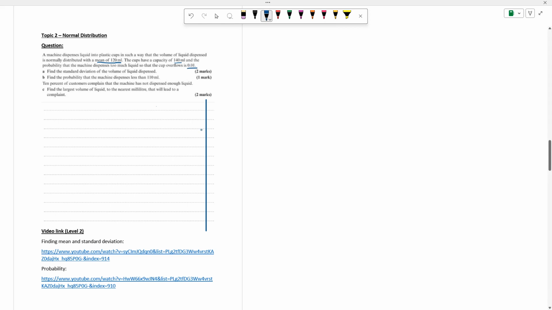Find the standard deviation. So remember, for a normal distribution, we need to know two things. We need to know what the mean is and what the standard deviation is. Now, in this case, I don't know the standard deviation, so I'm going to have to try and find it. But the first thing I need to do is define a letter, since there's no letter defined.